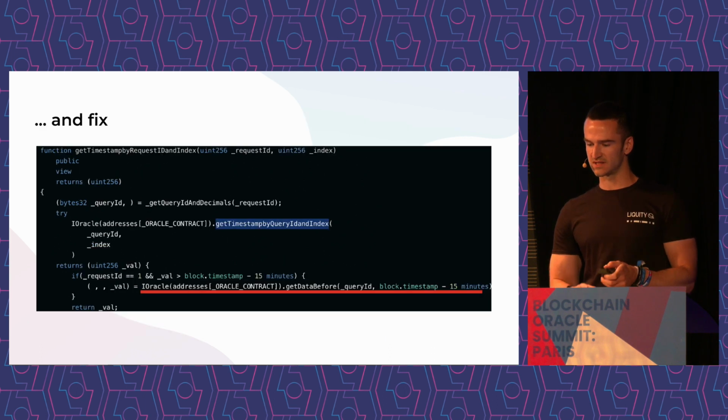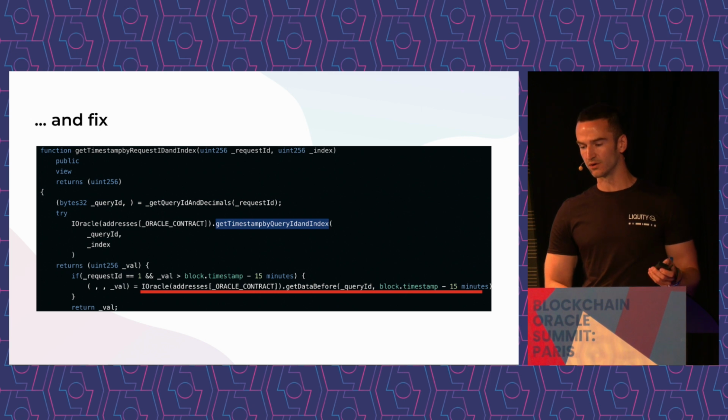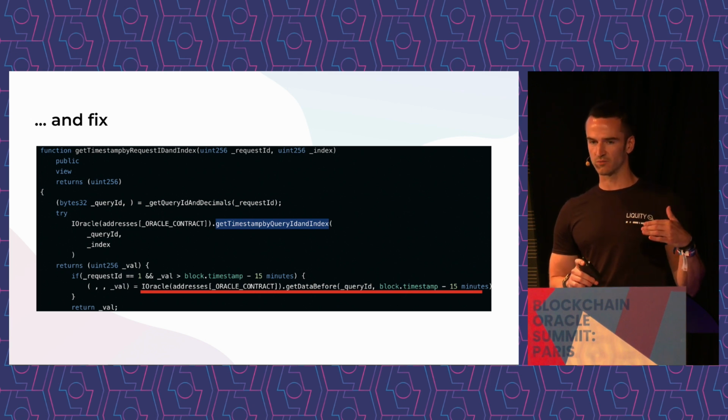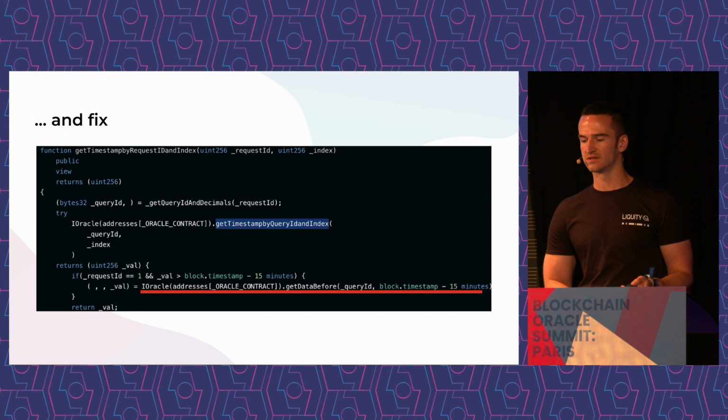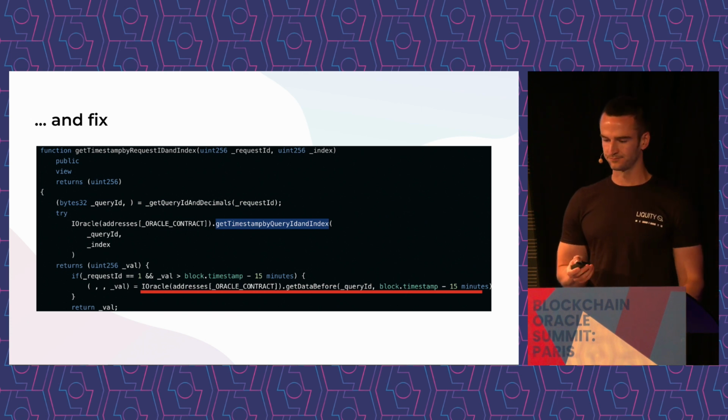So this is the fix Tellor put in for us. Basically, it's saying if request ID is 1, which is the ETHUSD feed, then serve us a price that is at least 15 minutes old, which allows it to have gone through the dispute period, and we can be confident that it's an honest price or an accurate price.